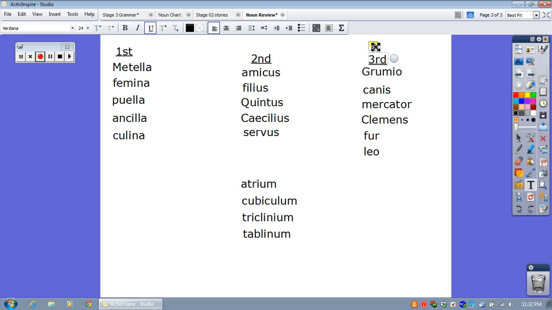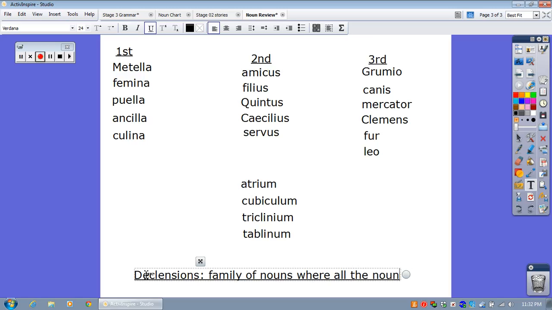Okay, so what are these noun families called? You might remember this from last year. They are called declensions. So what's a declension? It's a family of nouns where all the nouns in that family have the same endings. Latin has 5 declensions, but for right now we're only going to focus on the first declension, meaning the first group, the second declension, and the third.